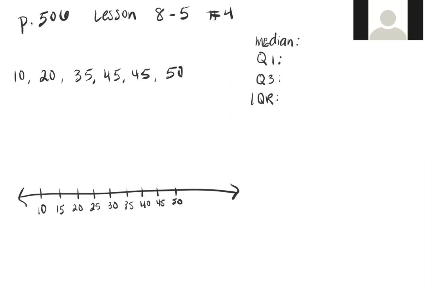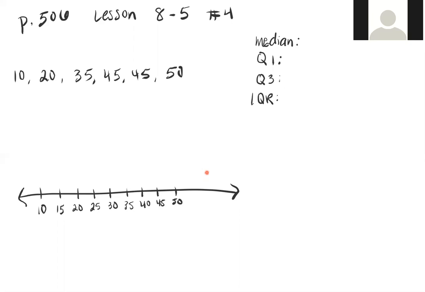We're going to be looking at volume 2, page 506, lesson 8-5, and we're going to take a look at number 4. For number 4, it's asking us to find our median, our Q1 to help us set up the box, which is just the median of the lower half, Q3, the median of the upper half, and then our interquartile range, our IQR. We're also going to draw this box plot so we get an idea of what it is looking like.